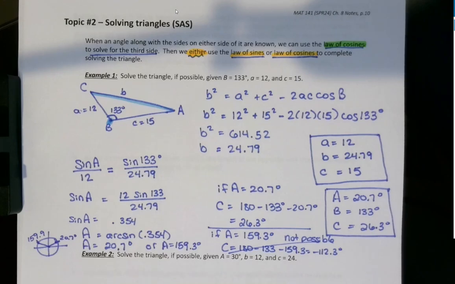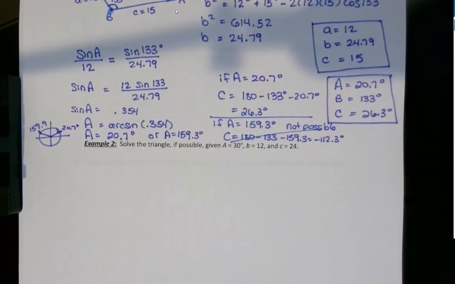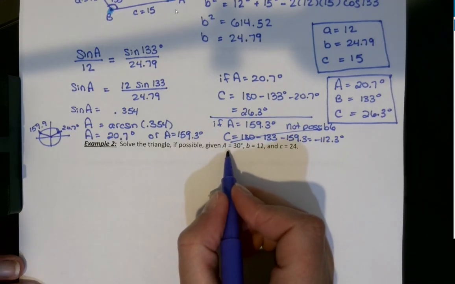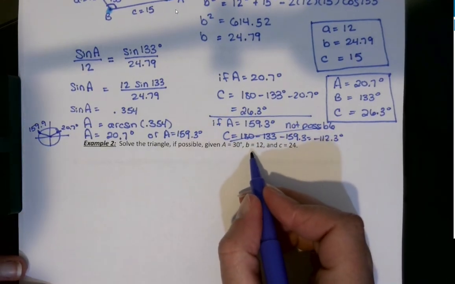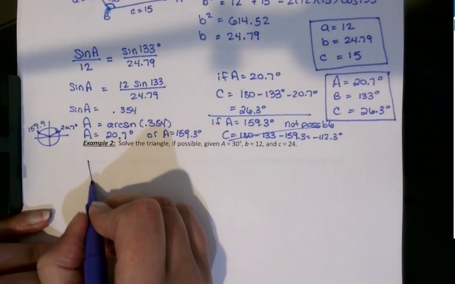Let's see how this works again in example 2. In example 2, I have a 30-degree angle. I have a side length B of 12 and a side length C of 24. So let's draw ourselves a triangle.